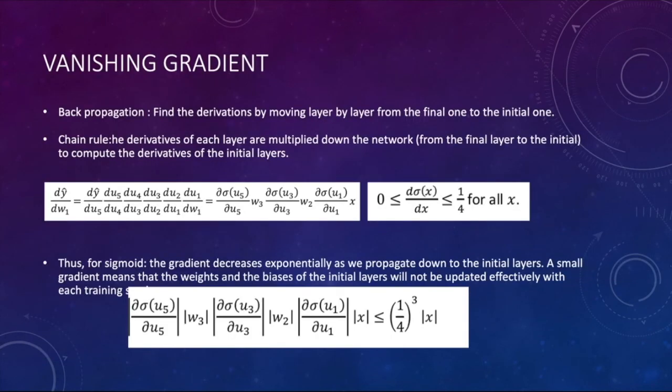First, the gradients of neural networks are found by using backpropagation. That is, backpropagation finds the derivatives of the network by moving layer by layer from the final layer to the initial one. And by the chain rule, the derivatives of each layer are multiplied down the network to compute the derivatives of the initial layers. For example, this is the derivative for a simplified 3-layer network. And for the Sigmoid function, for all x, the derivative is smaller than 1/4. So the gradient decreases exponentially as we propagate down to the initial layer. And a small gradient means that the weights and the biases of the initial layer will not be updated effectively with each training session.